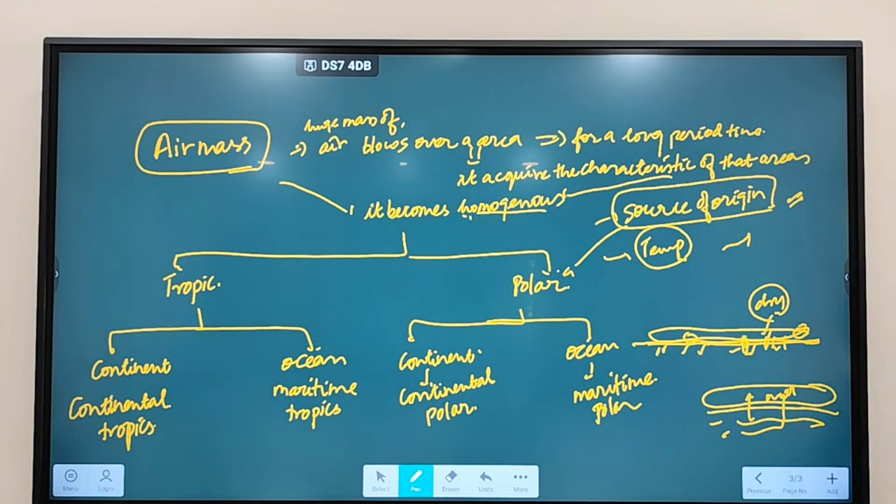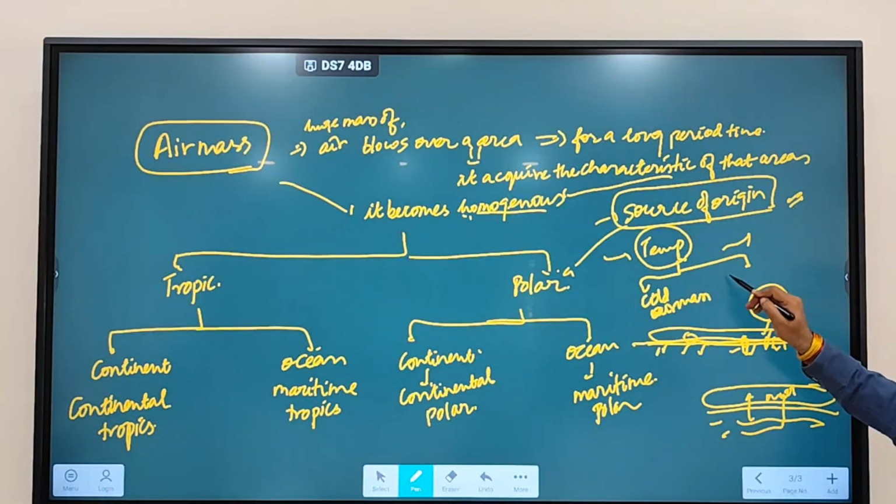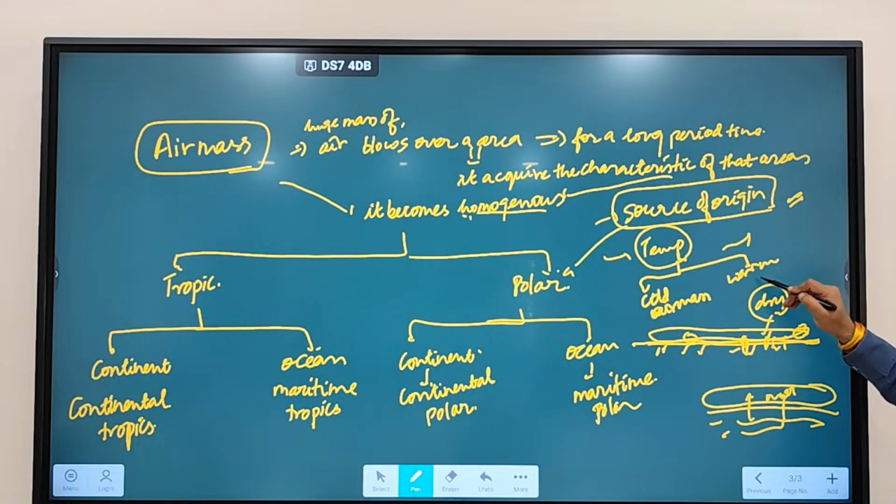So based on source of origin, you see the air masses are classified like this. They can originate either in tropics region or in polar region. In tropics region, if they are originating, you can classify them as continental tropic or maritime tropic. In polar region, if they are originating, you can classify them as what? Okay, continental polar or maritime polar. Or based on temperature also you can classify, based on cold air mass and warm air mass. Cold air mass, warm air mass, you can also classify based on that. Fine.